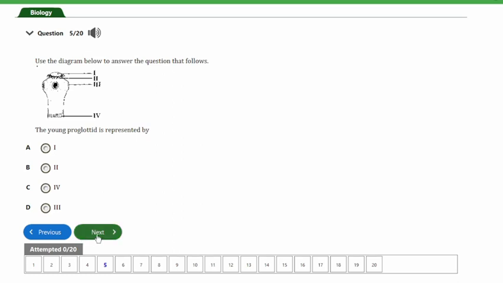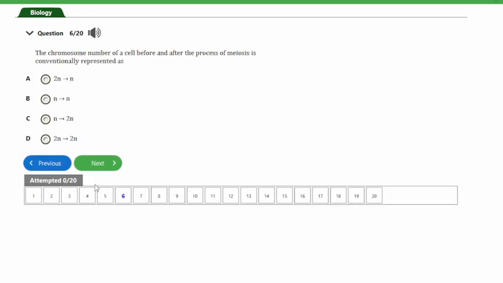It says use the diagram below to answer the question that follows. Here in the diagram we have the young proglottid represented by A. I, B. II, C. IV, D. III. The answer to this question is option C, and that's IV. That's the young proglottid. Let's look at the next question, question number 6.